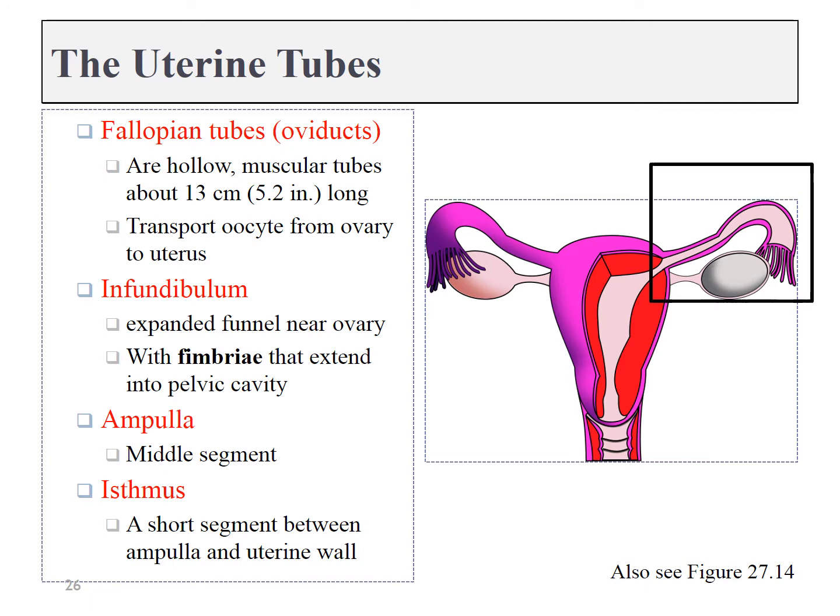The first portion of the fallopian tubes is the infundibulum. This is the portion that dangles downwards, and it contains fimbriae, or finger-like extensions, which help to catch any ovulated oocytes and make sure that they enter the fallopian tubes.